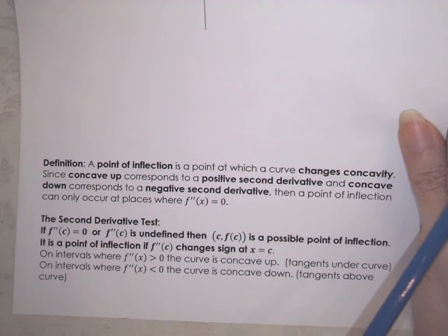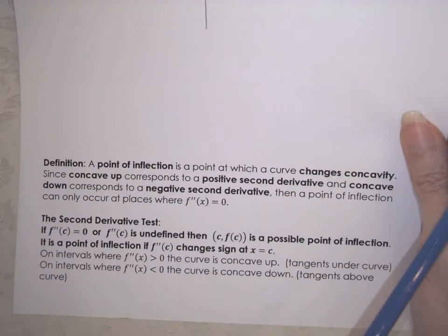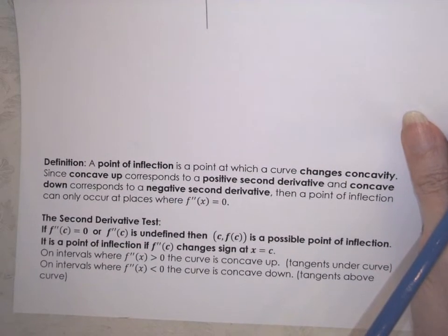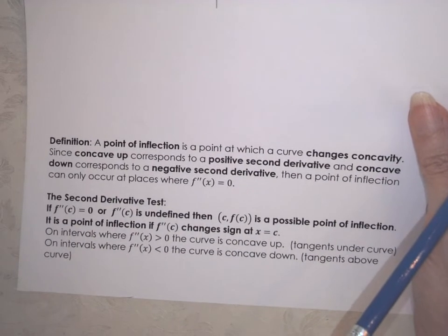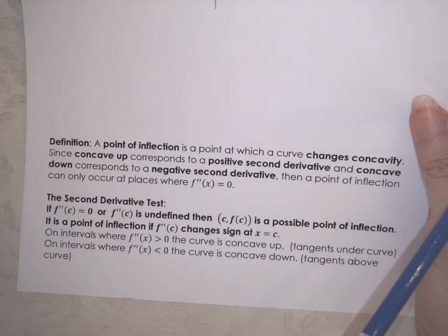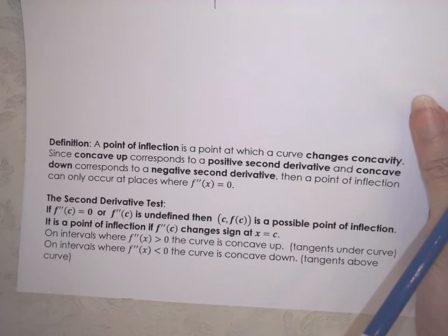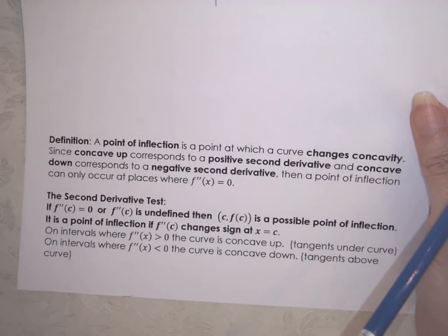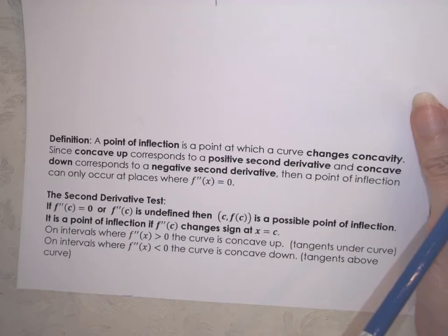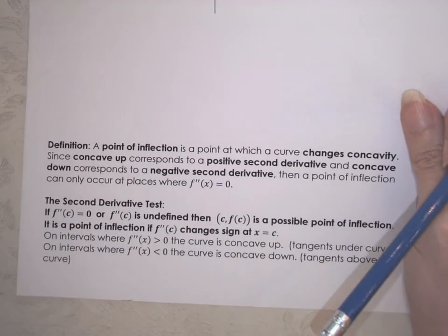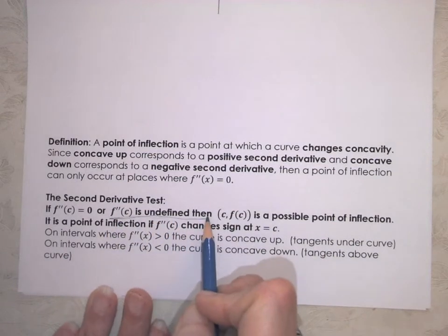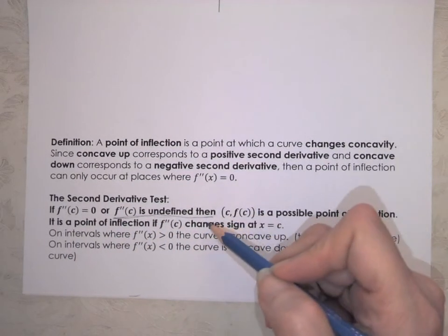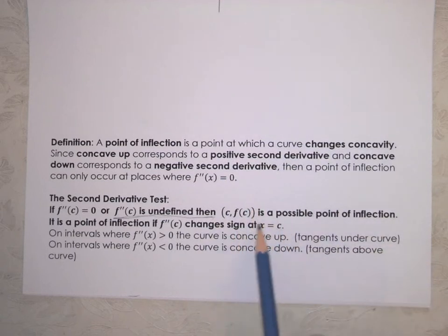Since concave up corresponds to a positive second derivative and concave down corresponds to a negative second derivative, a point of inflection can only occur at places where the second derivative is 0. The second derivative test: if f double prime at a certain value c is 0 or undefined, (if we had more time, we would do rational functions, so you would see where the denominator is 0), those are where possible points of inflection occur.